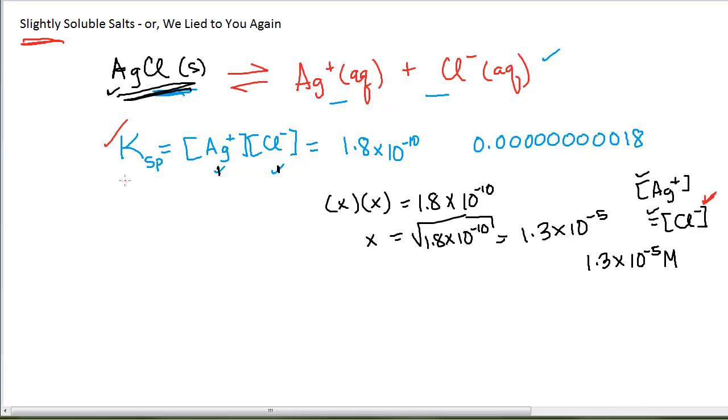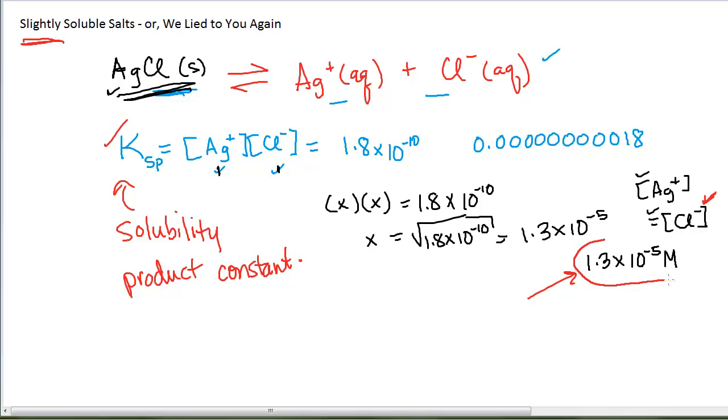The KSP value is called the solubility product constant. When I solve this problem and find 1.3 times 10 to the minus fifth molarity equals the concentration of, for example, the chloride ion, this is called the solubility. The solubility of AgCl, how much actually does dissolve, is the amount that I get of ions in this one-to-one stoichiometric relationship. Sometimes the solubility isn't simply solving for one of your ions. If the stoichiometry is not one-to-one, you have to be very careful.